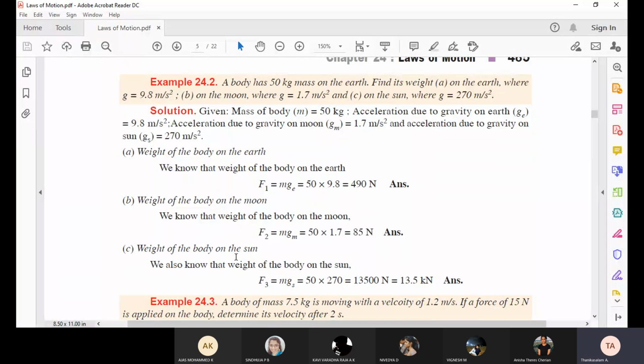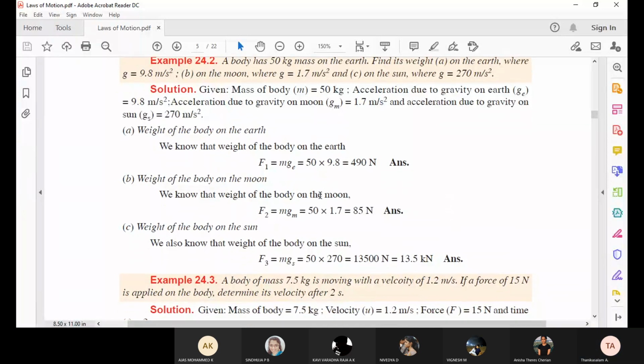Then the weight of the body on the Sun. You know, weight equals mass into gravity. Here they mention force. Okay, mass into gravity, M into G, 50 into 270. 13,500 Newton. Just imagine. The same body, if it is on the Sun, the weight is 13,500 Newton.